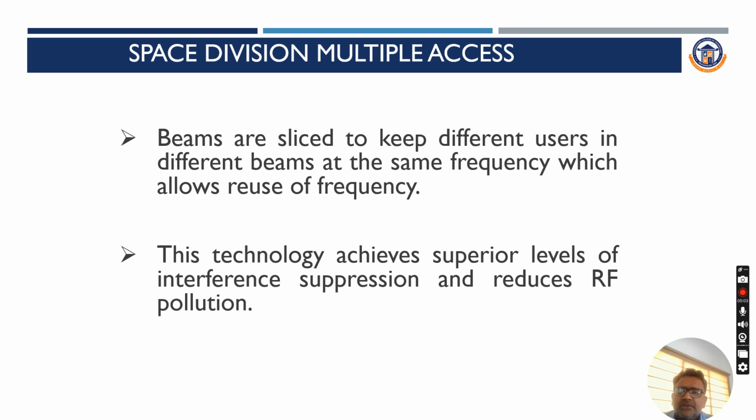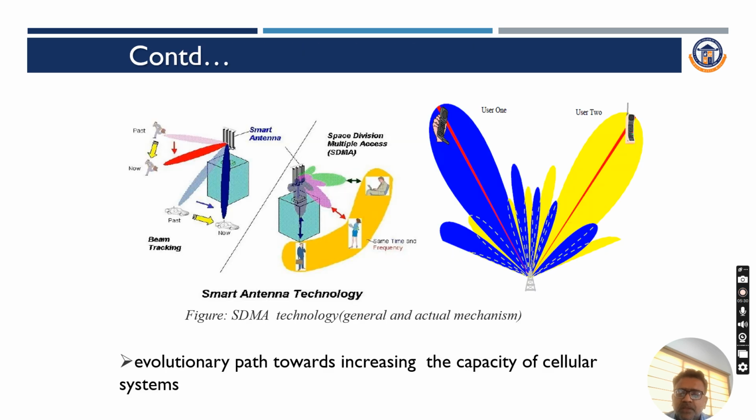So here the concept uses space division multiple access. Beams are sliced to keep different users in different beams at the same frequency, which allows frequency reuse where a neighbor beam may not use the same frequency. Different beams are activated in different directions. This technology achieves a superior level of interference suppression and reduced RF pollution.